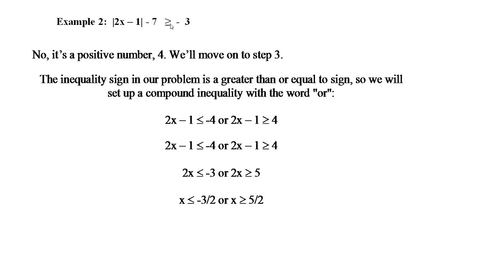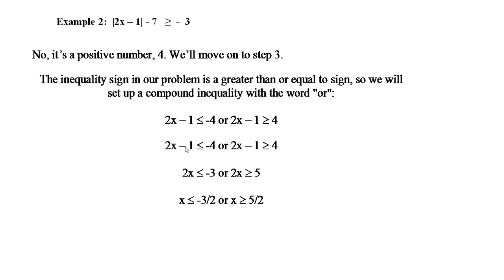We can apply the same steps in the first inequality. If the less than sign is given, we can divide our inequality into two parts. Now, because the absolute value of a number is greater than a positive number, we will move to step 3: 2x minus 1 less than or equal to minus 4, or 2x minus 1 greater than or equal to plus 4.